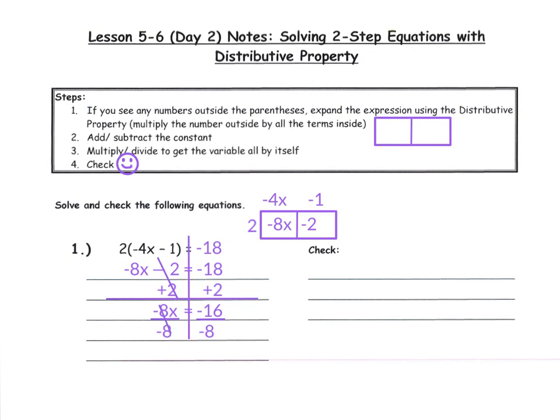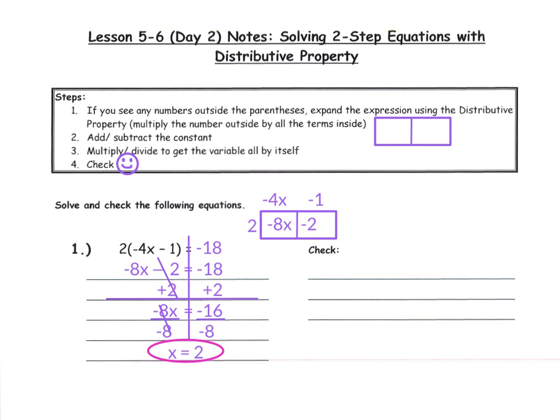Negative 8 divided by negative 8 cancels because anything divided by itself is 1. So then I'm left on the left side with just my x. And then on the right side, negative 16 divided by negative 8 gives me a positive 2. So my answer here is x equals 2. Okay, so that's my answer. Now I need to check.